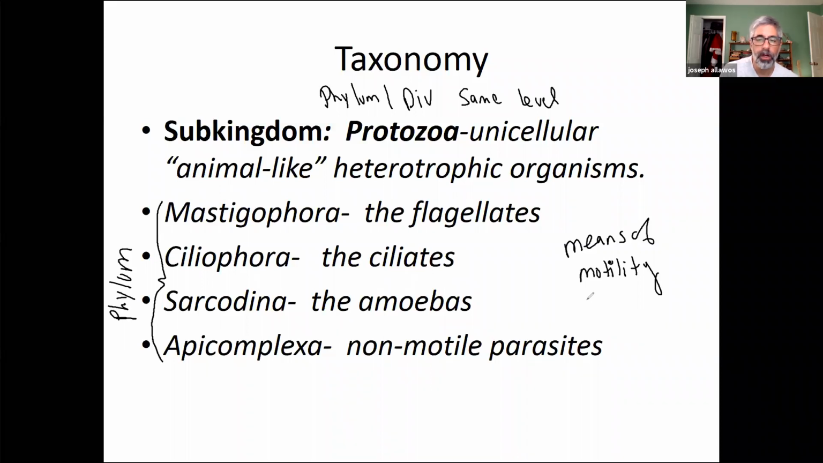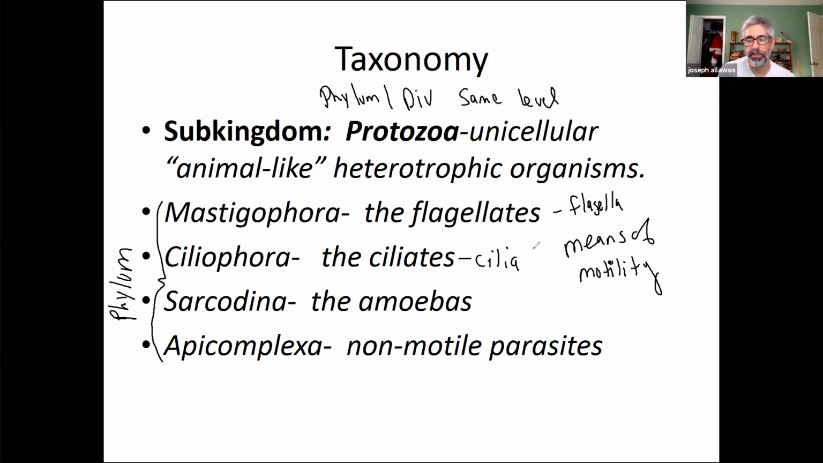What we're going to see is that the Mastigophora include the organisms called the flagellates, and the Ciliophora are the ciliates. We'll talk about how these organisms move, okay? As you could imagine, the flagellates have flagella, and the ciliates have cilia. It's important to understand flagella and cilia are no different from one another in terms of their microscopic structure.